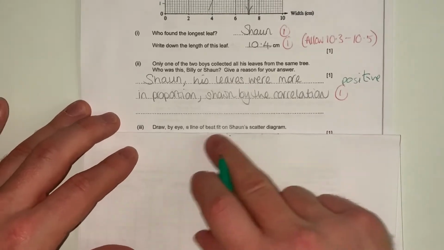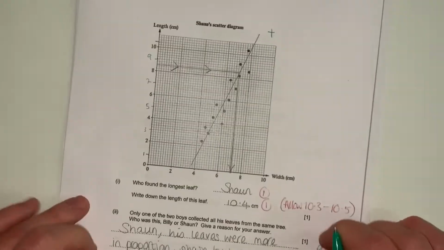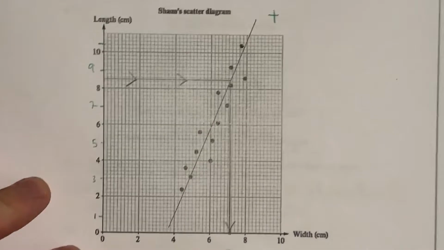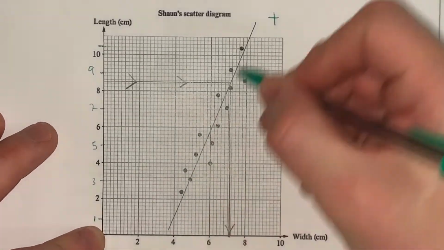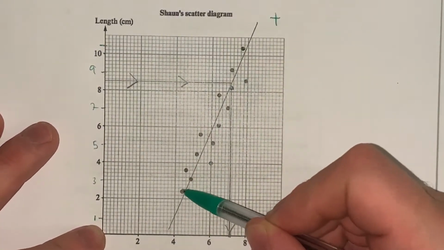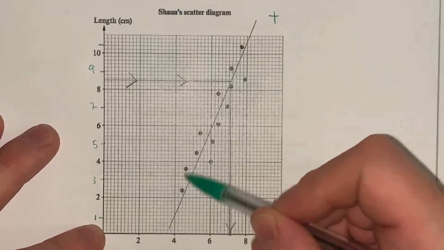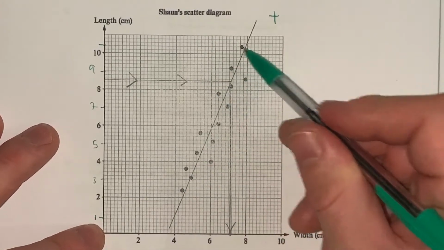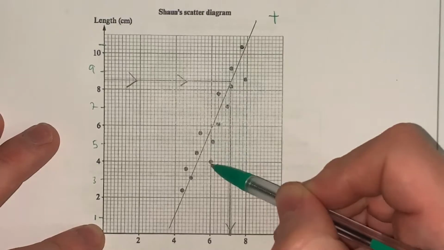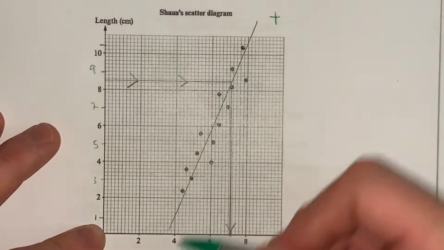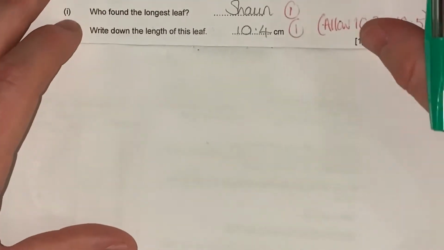Draw a line of best fit on Sean's scatter diagram. Well, as you can see, I've already done that. Now, a line of best fit has to best fit all of these. I would make sure once you've done it, there is roughly half either side of the line. So 1, 2, 3, 4, 5, 6, 7. 1, 2, 3, 4, 5, 6, 7. Okay, that's pretty much a halfway split. So 1 mark for that, drawing it with a ruler.